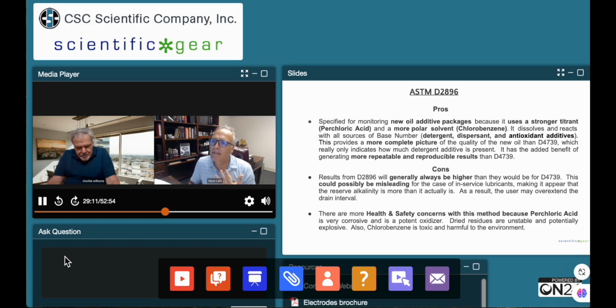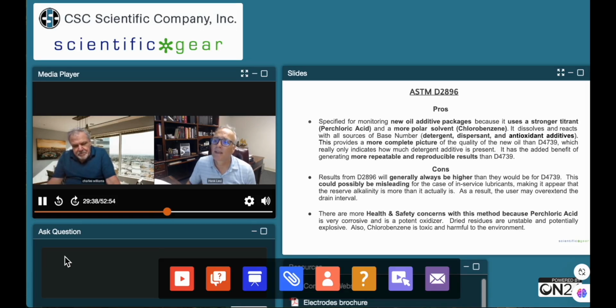So right, that's what that method's good for. It's covering the whole field of things that it needs to cover for the base number. A more complete picture, as we mentioned here, and it's got some pretty good repeatable results because it's hitting on all cylinders, if you might say. So definitely, it is preferred for new oil additive packages for those reasons.